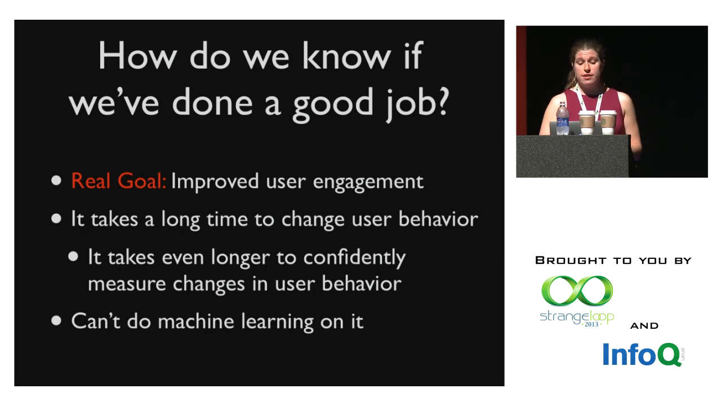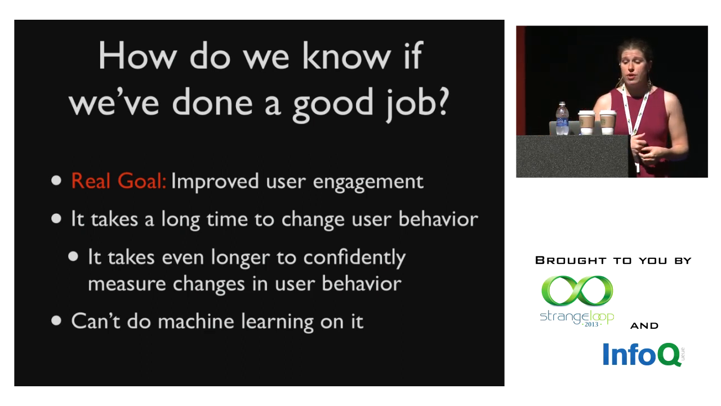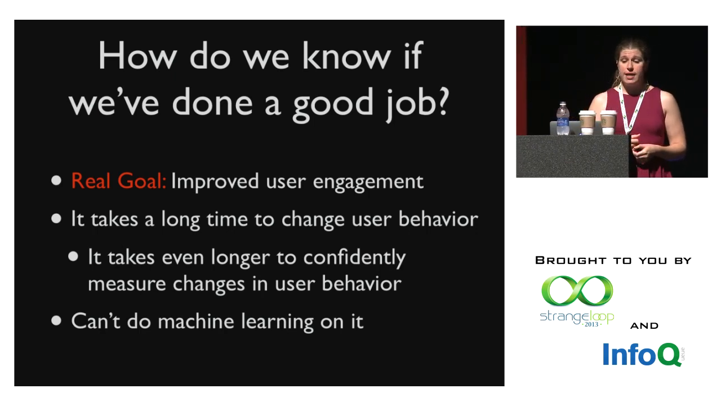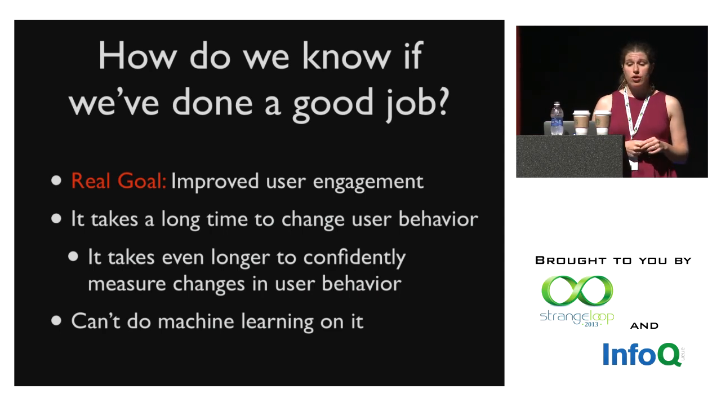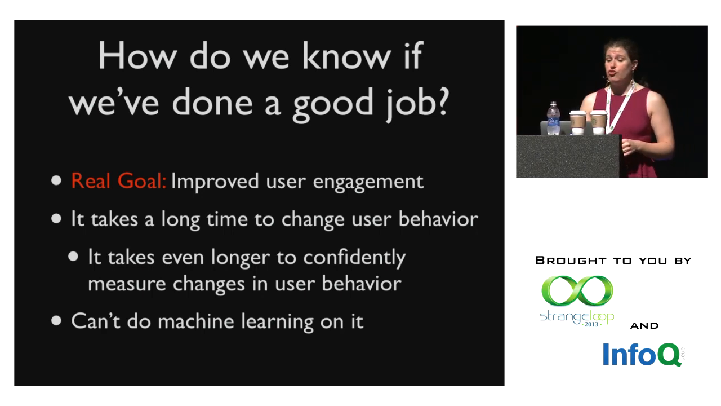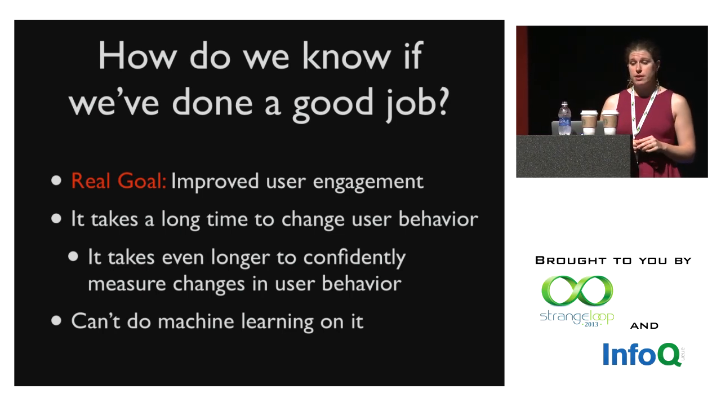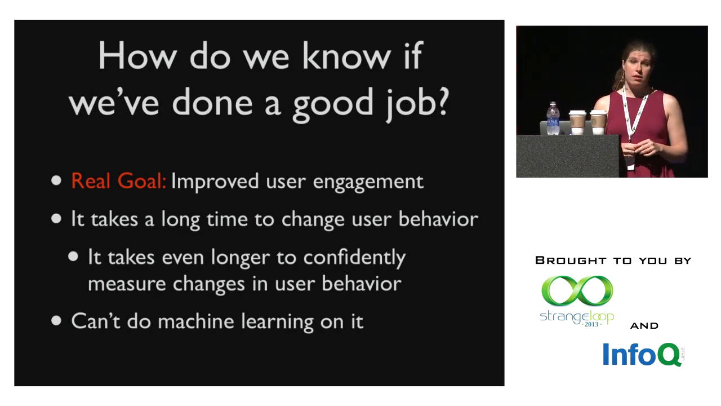So the true objective is improved user engagement. Are users coming back more often? Are they generally having a better experience? But the first problem with this metric is that it takes a long time for user behavior to change. And it takes even longer to confidently measure that it has changed. If our development cycle depended on measuring user engagement, it would take weeks to evaluate a ranker. And we need to be able to iterate much more quickly than that.